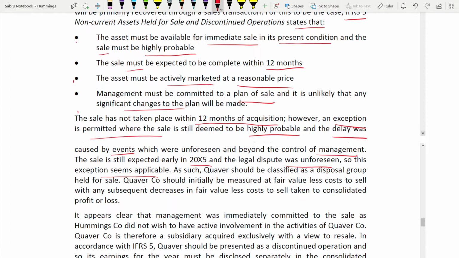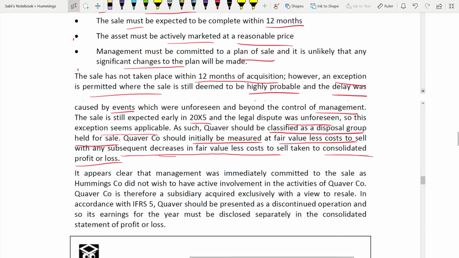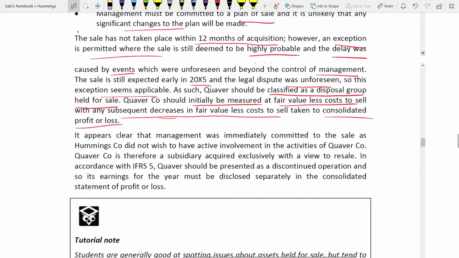So in this case, Cueva should be classified as a disposal group held for sale. And because it should be classified as held for sale, how should you measure it? Initially, how should you measure it? Fair value less cost to sell. This also you have to write. Very important: IFRS 5, always fair value less cost to sell. And if later your fair value less cost to sell decreases, then it will be taken to profit and loss as an expense.